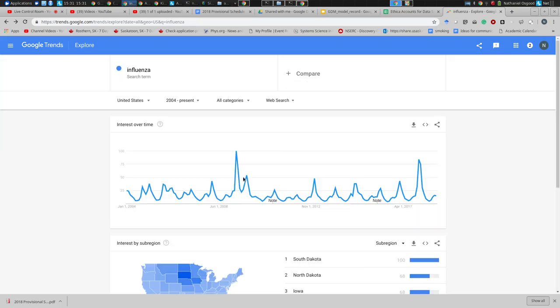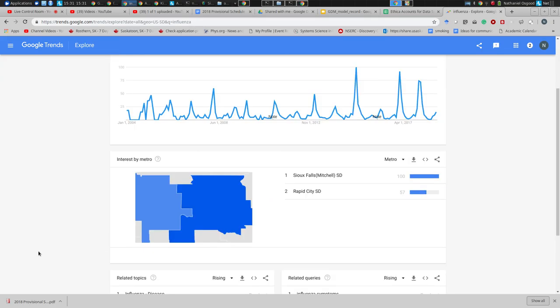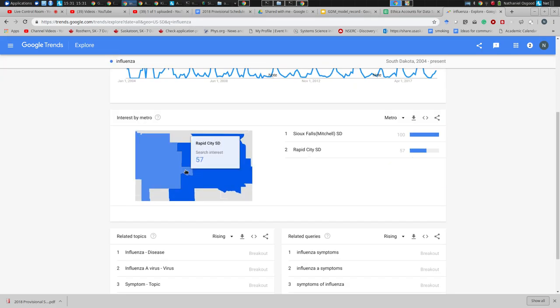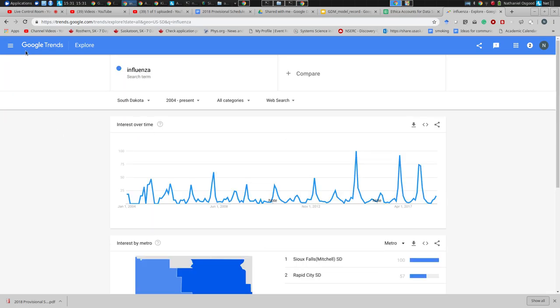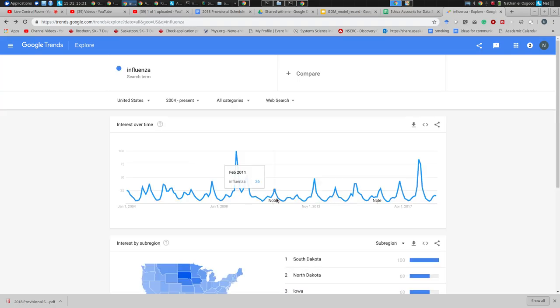We can drill down in a couple of ways. One thing is that we could click on a particular region and see queries specific to that region. You can even look within certain metro areas. For example, this is Sioux Falls versus Rapid City, with a particular interest within the Sioux Falls area. We can also look at particular periods of time. You'll notice that this data here is specified at the level of months.